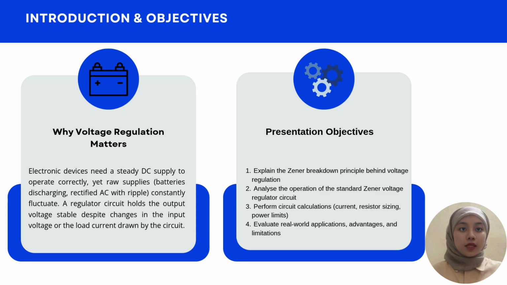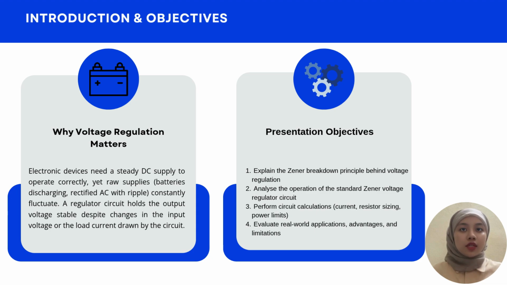I will be presenting on Zener diode voltage regulation. Electronic devices require a stable DC voltage to operate properly. However, the input voltage can fluctuate due to battery discharge or ripple from rectified AC supplies. Without regulation, these changes can affect circuit performance or even damage sensitive components.